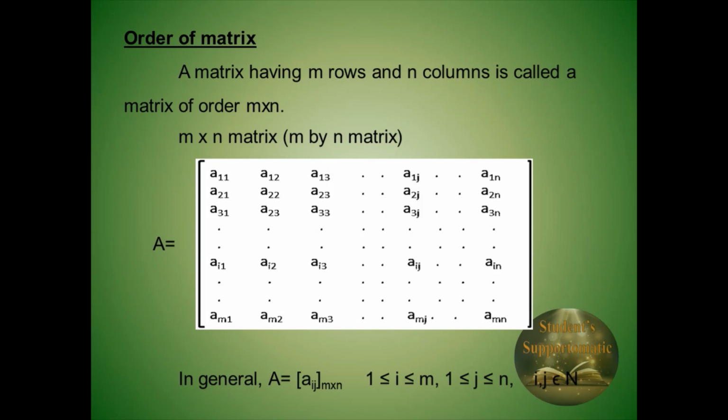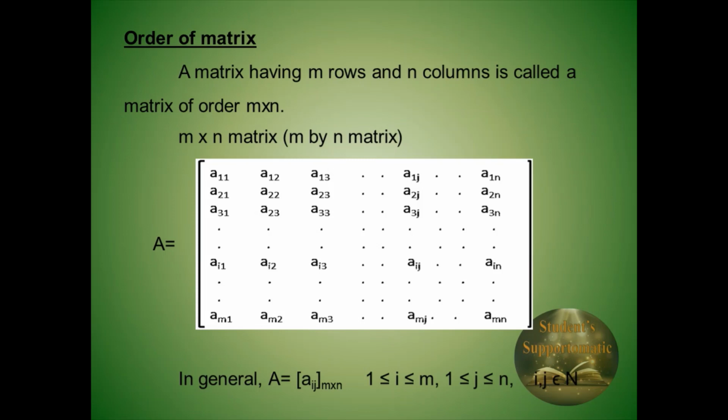In the second line, a21, a22. The first number always represents the row number. So a21 means it is the second row, first column. In this number 21, the first digit always represents the row place and the second digit represents the column place. So a21, second row first column, a22 second row second column, a23 second row third column, so on up to a2j second row jth column, and a2n second row and nth column.